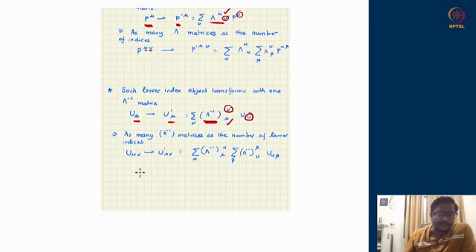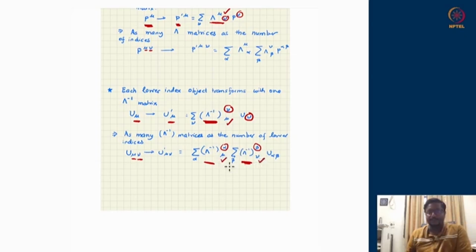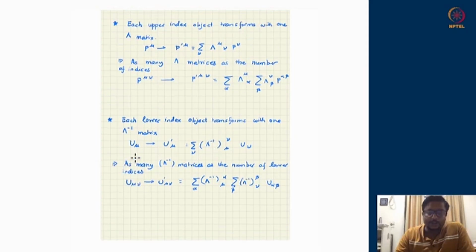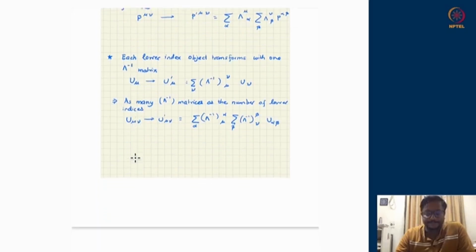Similarly, for more than one lower index object, those many lambda inverses will appear, and upper indices of all of them will get summed over, and the lower indices will remain intact. Okay, so this is the general prescription of transforming upper index objects or lower index objects. Upper index objects transform with matrix lambda, lower index objects transform with matrix lambda inverses.